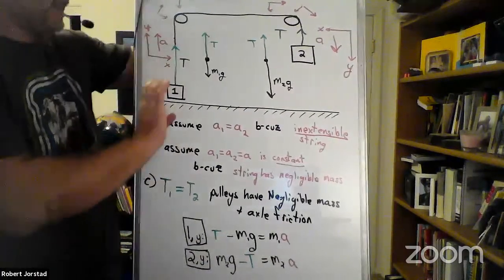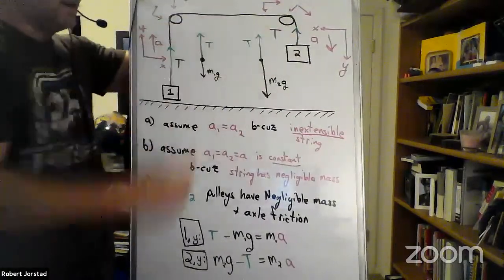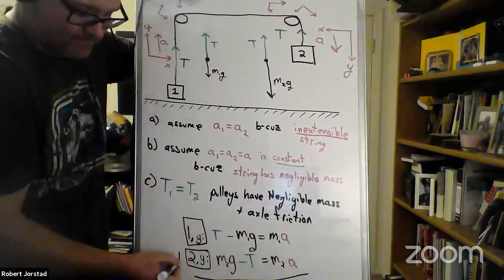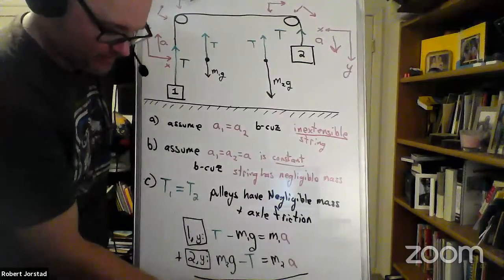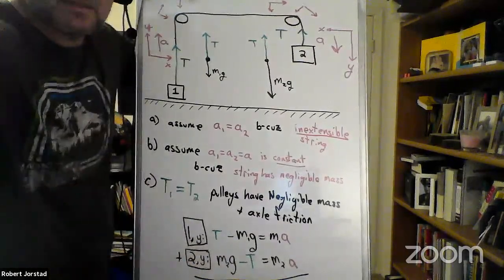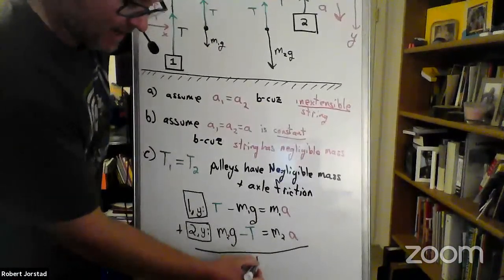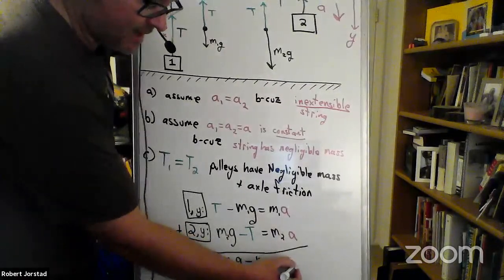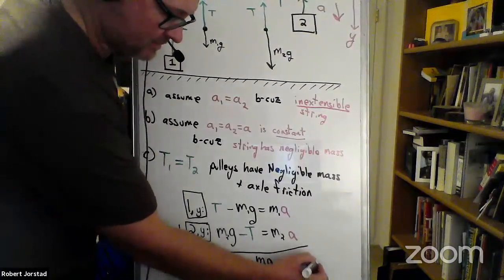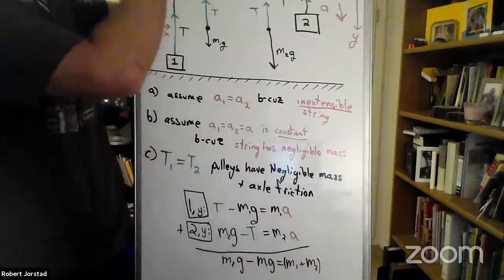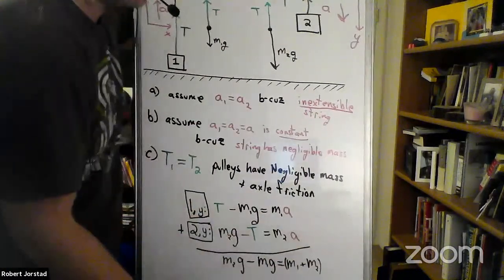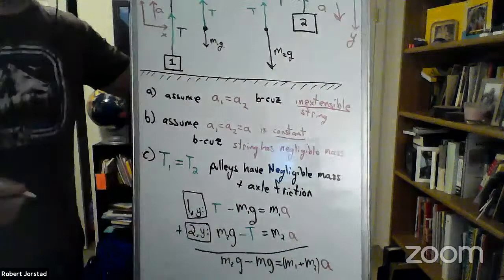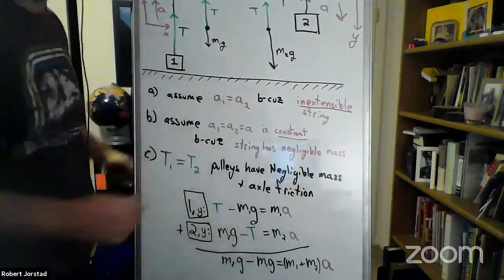Check this out. If you viewed this as a system, tension is an internal force. When you stack the equations and add them, tension drops out. We get M2G minus M1G equals M1 plus M2 times the acceleration magnitude. And from there, we could actually factor out a G, do a bunch of stuff.